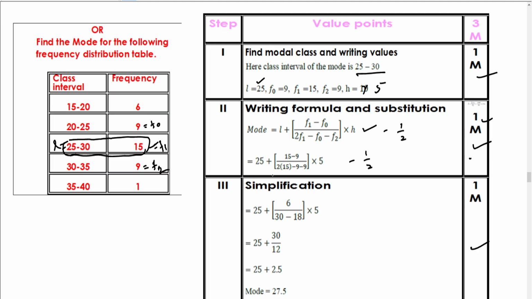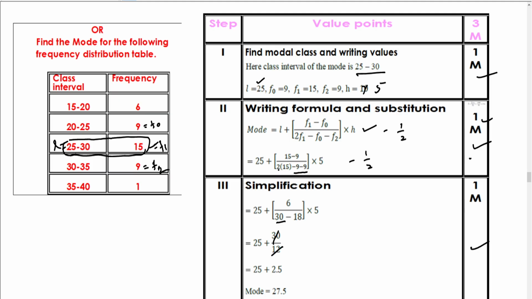Be careful, 25 plus 15 minus 9 is 6. Observe the calculations carefully. 2 into 15 is 30. Minus 9, when the same digits having the same sign are added, the sign will be the same, and the numbers should be added. Plus 9 is 18. Minus 9 is also minus 18. 30 minus 18 is equal to 12.